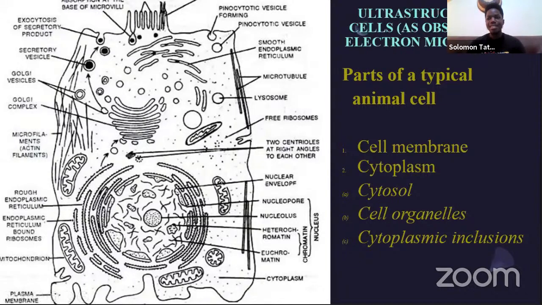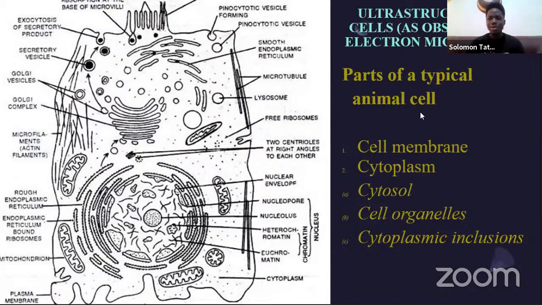So this is the outer structure of cells. This is an animal cell, a eukaryotic cell in particular, and it is as viewed or observed under an electron microscope. Once you view the animal cell, it will look like this. So now we shall look at some of the parts.